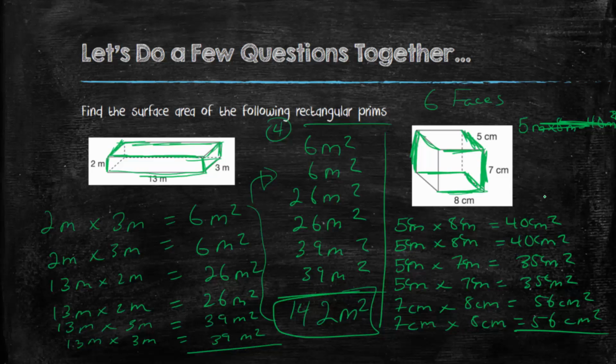And if we were to add all of this up, we get 0, 0, 5, 5, that's 10, plus 12, that's 22, 2, carry the 2 over here, 2 plus 4 is 6, plus 4 is 10, plus 3, 13, 16, 21, 26. So the surface area of this particular rectangular prism is 262 centimeters squared. Hope you've enjoyed this. Thank you.